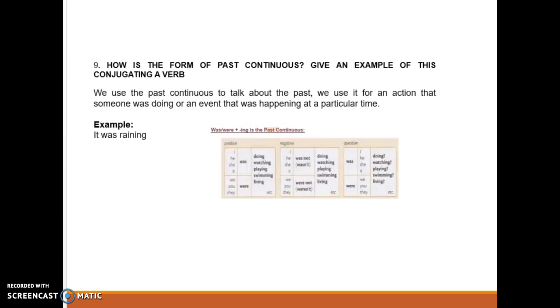Number 9. How is the form of past continuous? Give an example conjugating a verb. We use the past continuous to talk about the past. We use it for an action that someone was doing or an event that was happening at a particular time. Example: It was raining.